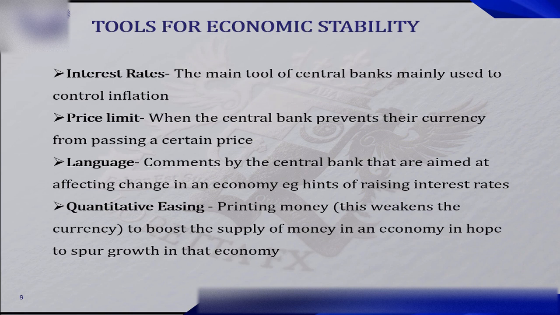Now, another tool used by central banks is quantitative easing. Now, quantitative easing is done to boost the supply of money in a country in the hope to spur growth in the economy. So they print money and they pump that money in the economy to try and spur growth in the economy. This is quantitative easing, and in doing so, they decrease the value of their currency. Okay, so whenever a central bank is engaged in quantitative easing, we can really make money trading the currency of that central bank, because quantitative easing will weaken the currency of that central bank.